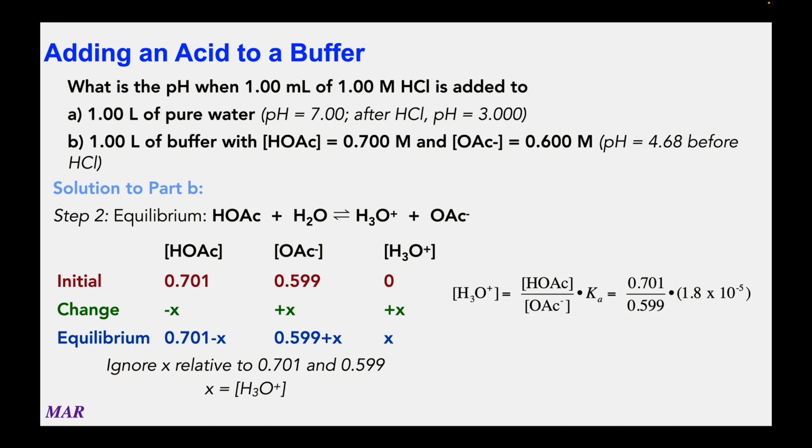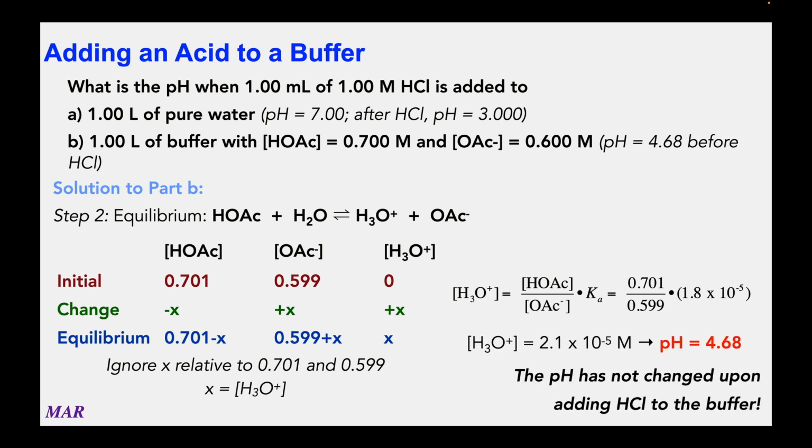So if you do that, hydronium equals acid over base times Ka, 0.701 divided by 0.599 times the Ka. Hydronium comes out to be 2.1 times 10 to the minus 5, minus log of that number, and lo and behold, 4.68. And that was the pH before the HCl was added. So the buffer absolutely resisted the change of pH from the HCl. It dropped the water from pH 7 down to pH 3, but that same amount of acid didn't affect the buffer at all, and this just shows how powerful the buffers can be.